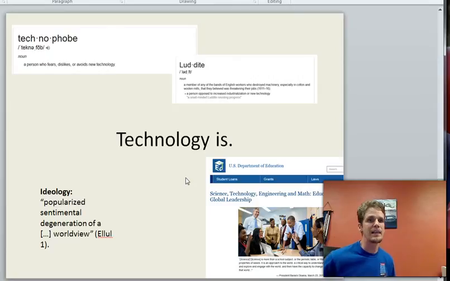So to talk about technology as an ideology means that we no longer criticize it. We no longer study it. It is an assumed is. And that sentence right there sums it up. Technology is. Nothing else about it. Nothing else to be said about it.